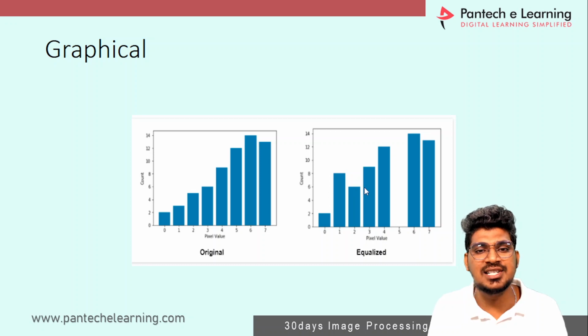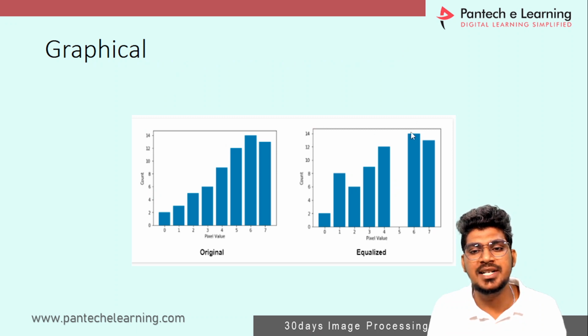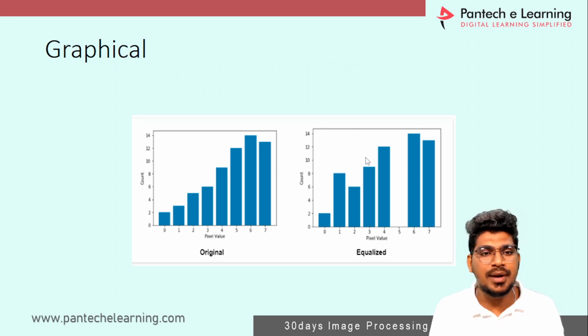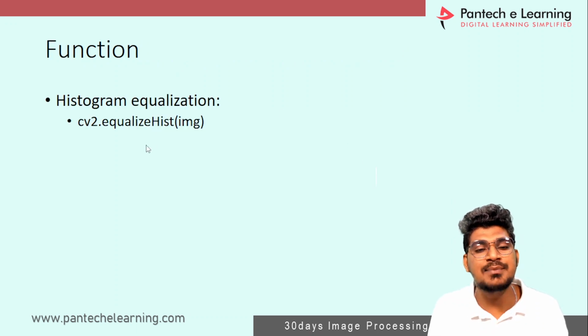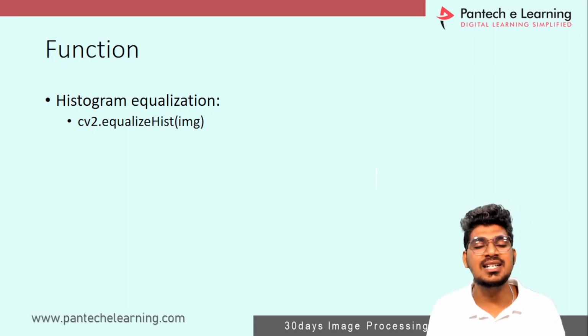So behind the function, this process will happen. Gray level, pixel intensity, pixel probability distribution and cumulative. Now we are going to round all the values and after that it will be distributed like this. Okay, clear? So behind the function it happens like this.